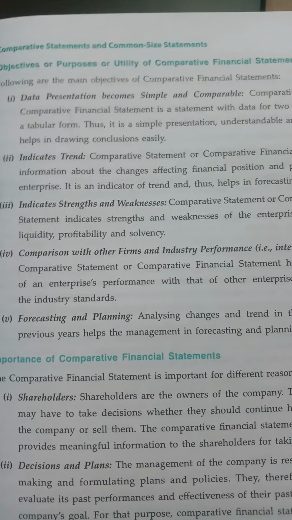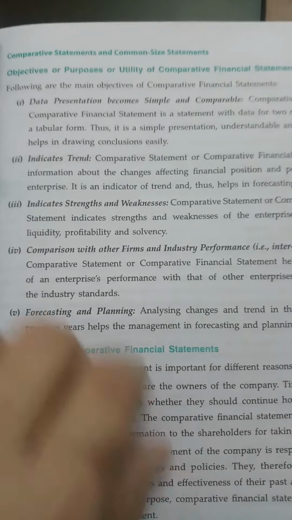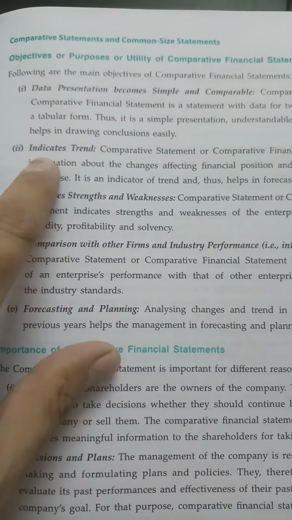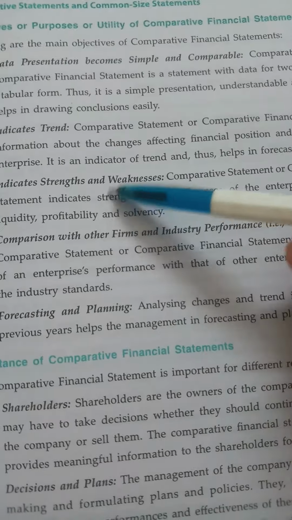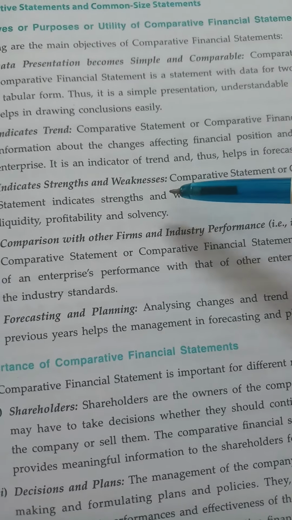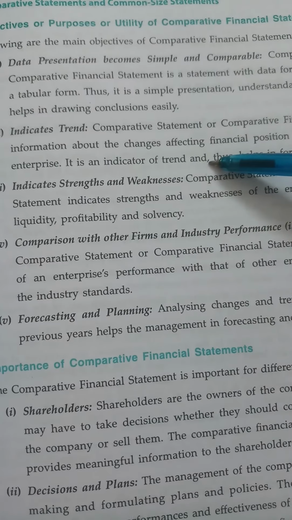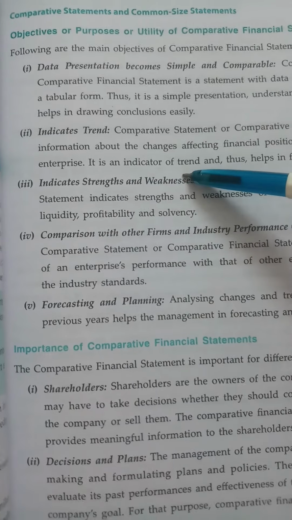Now we will discuss the objectives of comparative financial statements. So what are their objectives? Data presentation becomes simple and comparable. It helps in indicating trends. What are the changes during the year? It indicates strengths and weaknesses. Suppose some item of expenses has risen, it shows our weakness. However, when profit has risen from previous year to current year, it shows our strength. So it helps in indicating strengths and weaknesses.